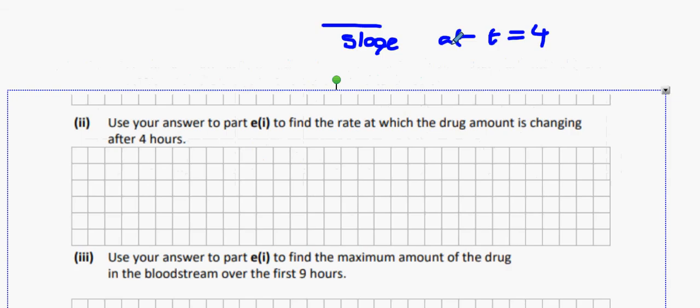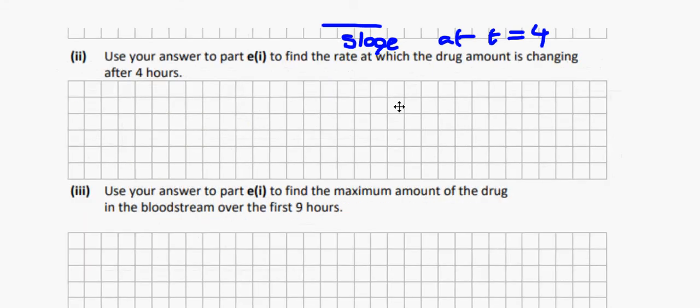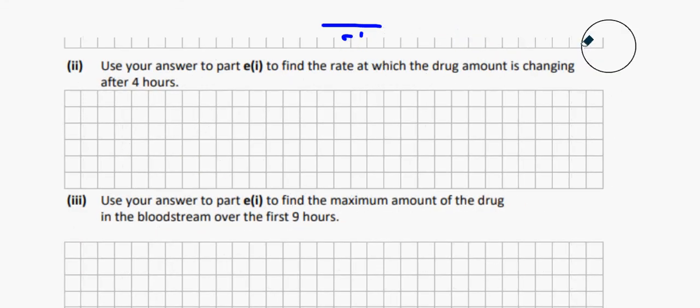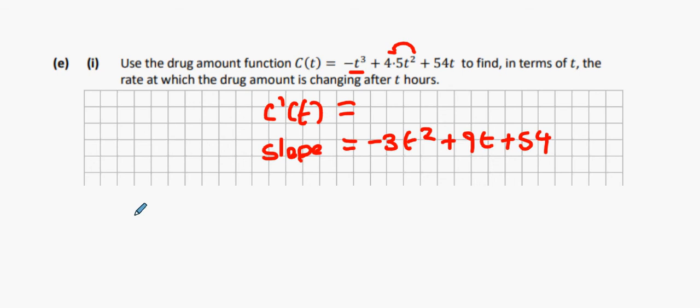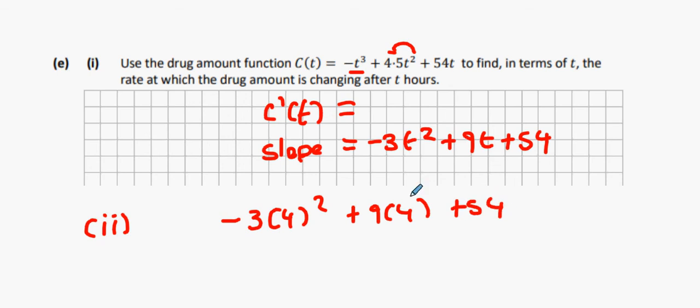Find the amount the drug is changing after 4 hours. So, it means plug in T equals 4. So for part 2, plug in T equals 4. So it's going to be minus 3 times 4 squared plus 9 times 4 plus 54. Now that's going to be 36 plus 54, which is 90. 90 take away 48 is 42.